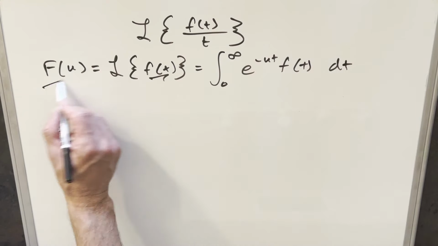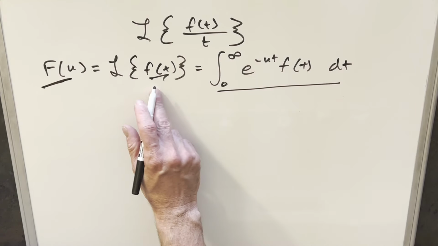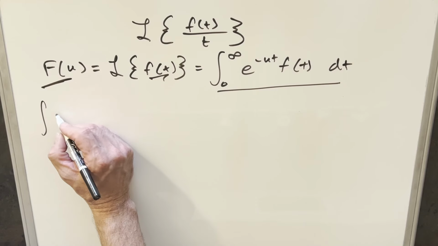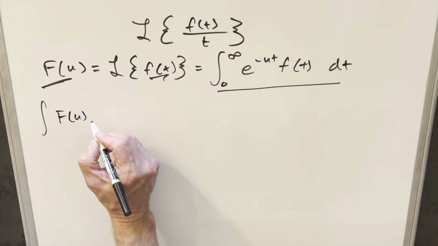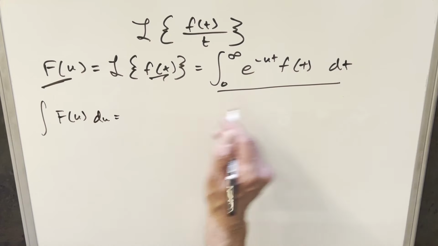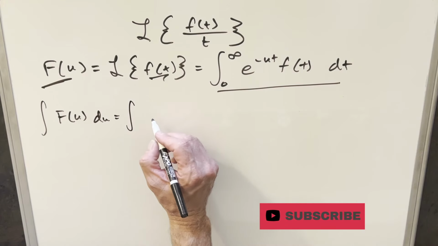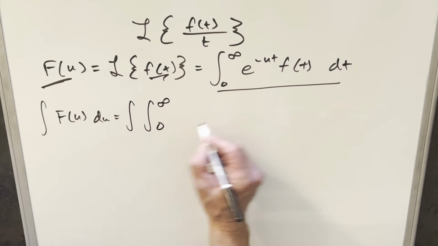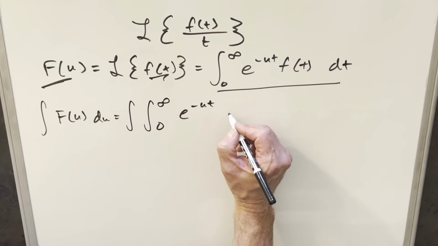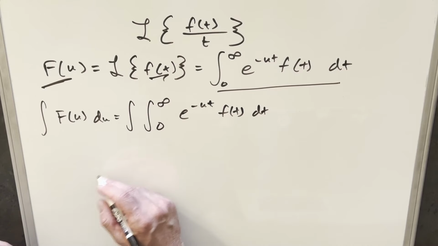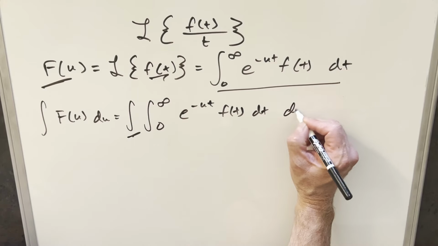And then what I want to do with this is use this and this. I'm not really worried about this right now. I just want to integrate with respect to u. So we're going to integrate our big F of u du here. And over here on the right side, we end up with a double integral. I'm just going to leave it like this for now. On the inside, we just have e to the minus ut f of t dt. But again, this one we're going to be integrating with respect to u.